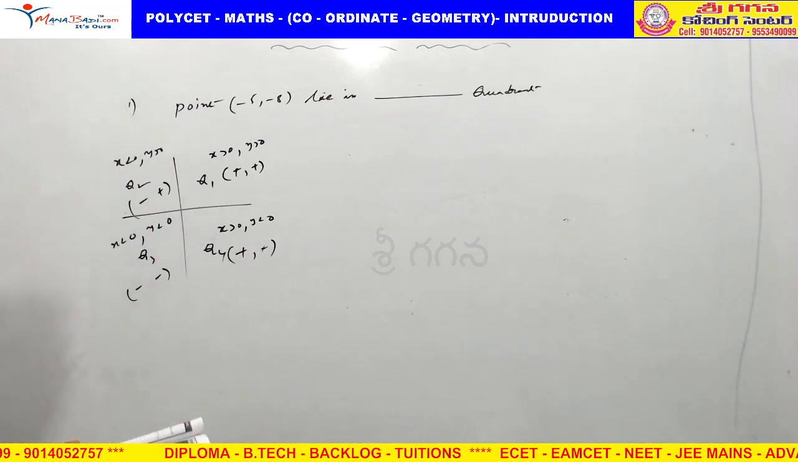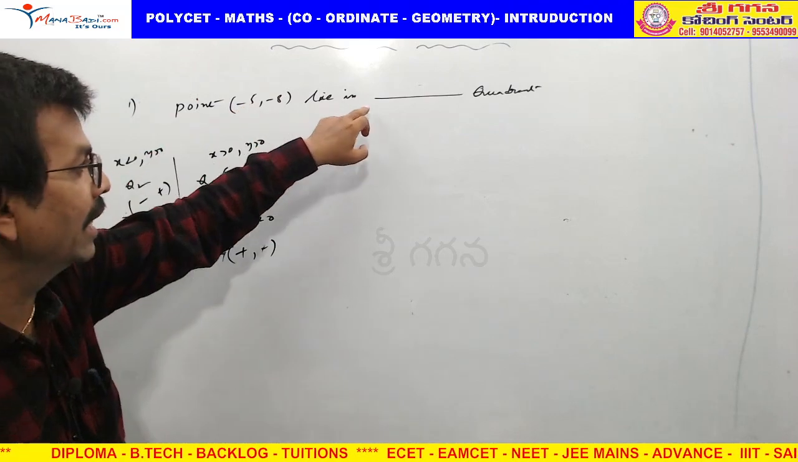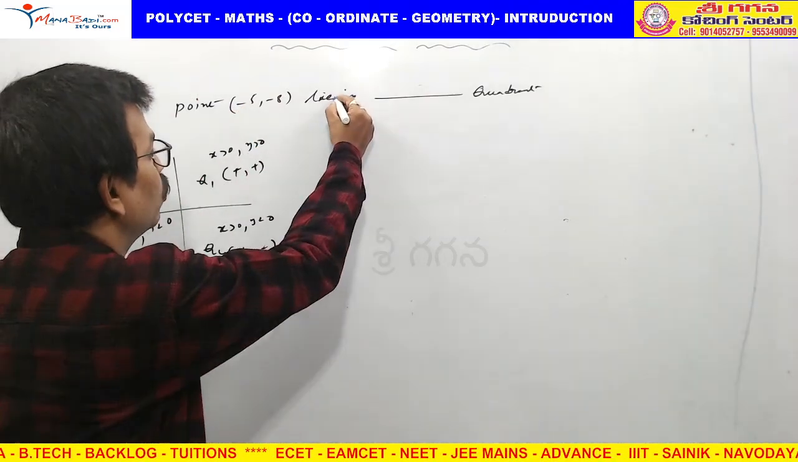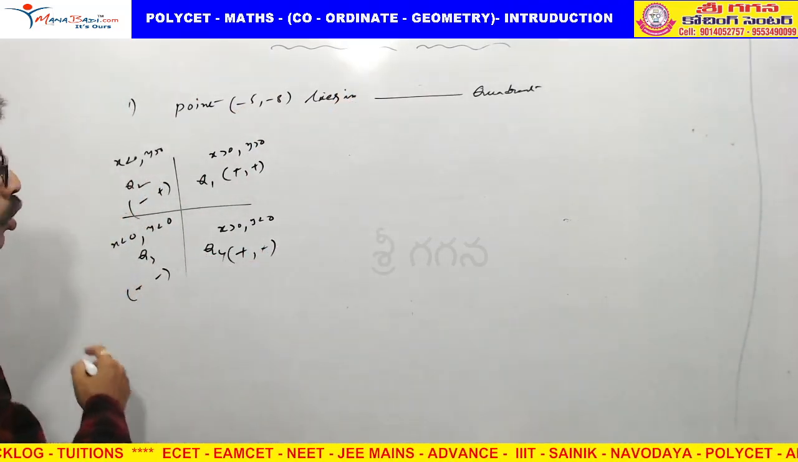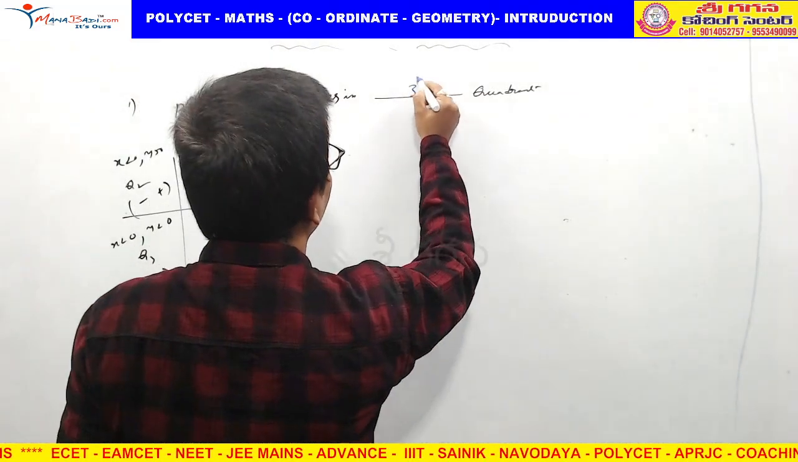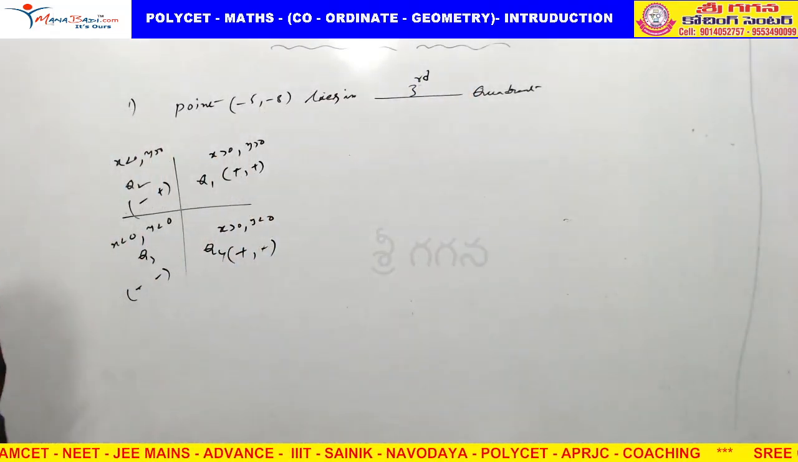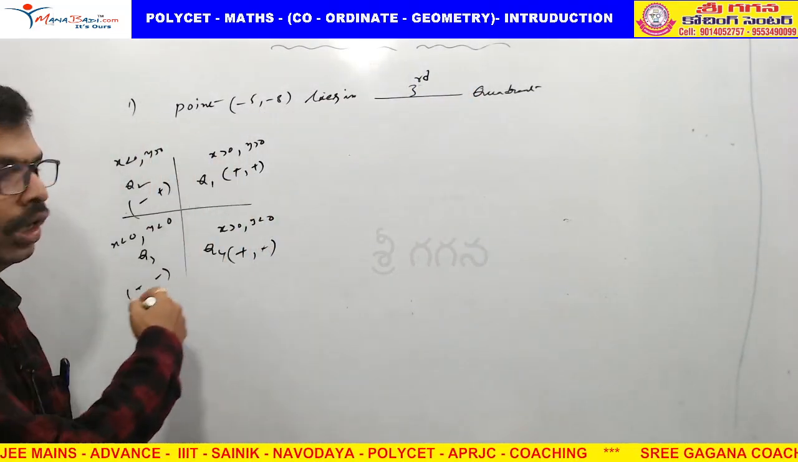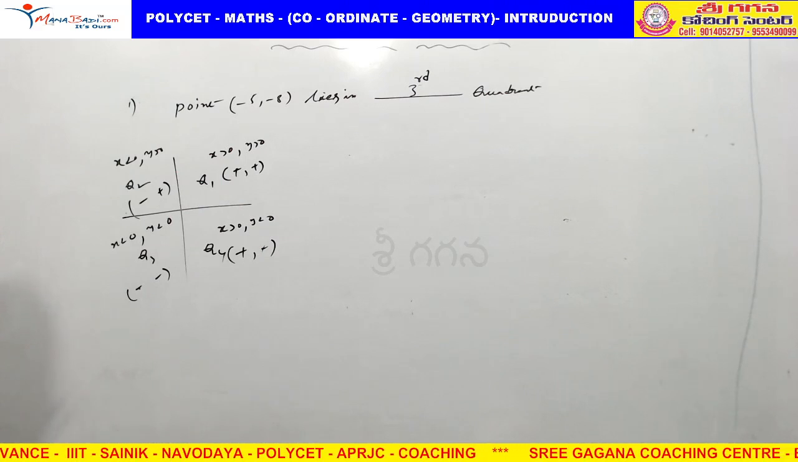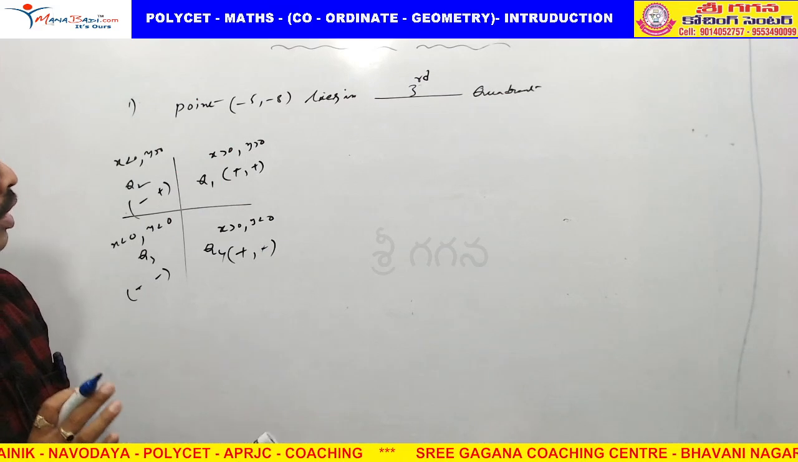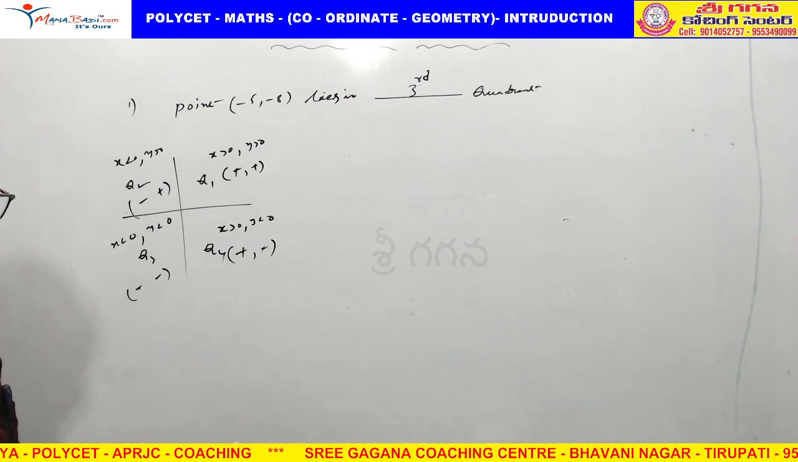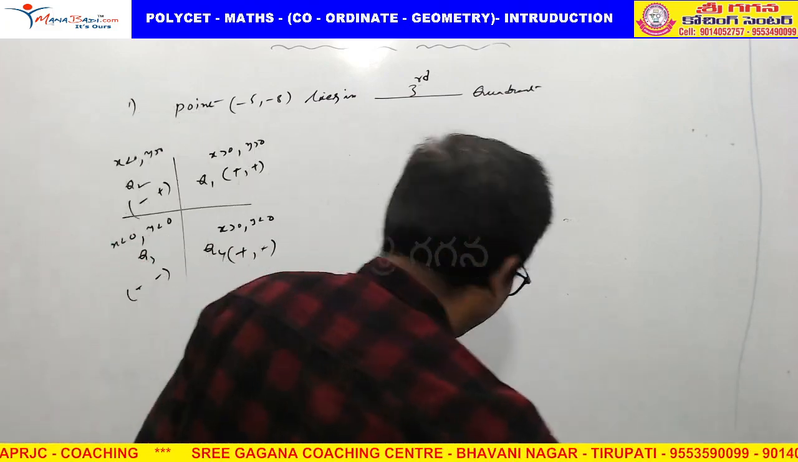So the question, both are negative points, lies in which quadrant? Both are negative, third quadrant. That means the answer is third quadrant. Based on this table, we will get the answer. Don't confuse here. So first read the question properly, then you will get the answer. Okay. So that is the answer.